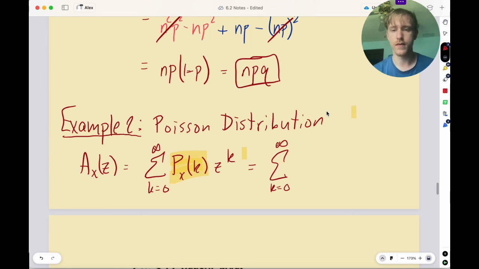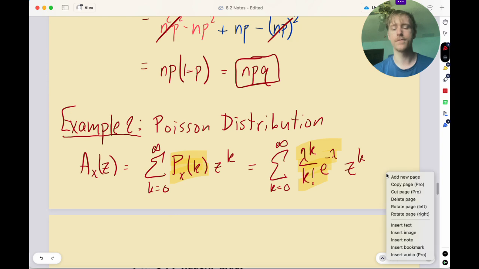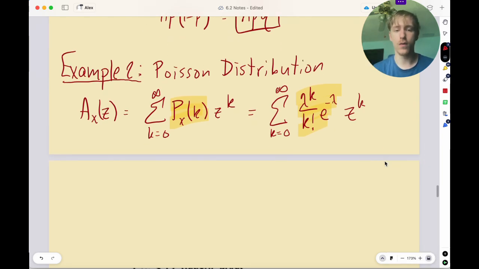is equal to, let's see, that's going to be lambda to the k over k factorial times e to the minus lambda, where lambda is just some parameter. Okay, so then that's going to be times z to the k. All right, now we can pull the e to the minus lambda out because that has nothing to do with k. So I'm just going to go ahead and pull out that e to the minus lambda.